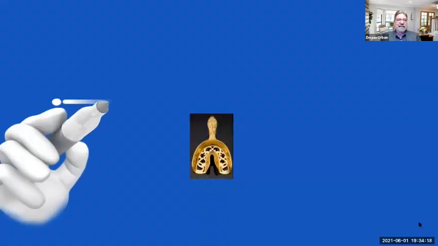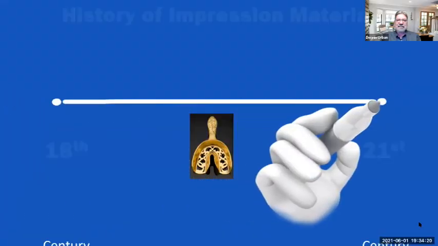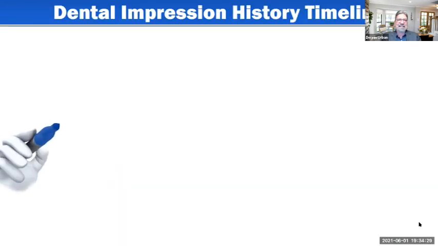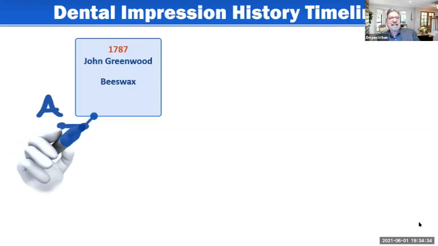So let's start off with the timeline of the history of impression materials. It's pretty cool to see where we started in the 18th century all the way to the 21st century. Starting with the timeline, in 1787, John Greenwood started utilizing beeswax for impressions. For those of you who still use beeswax for bite registrations, I used to get quite a bit of this type of material in the laboratory with bite registrations.